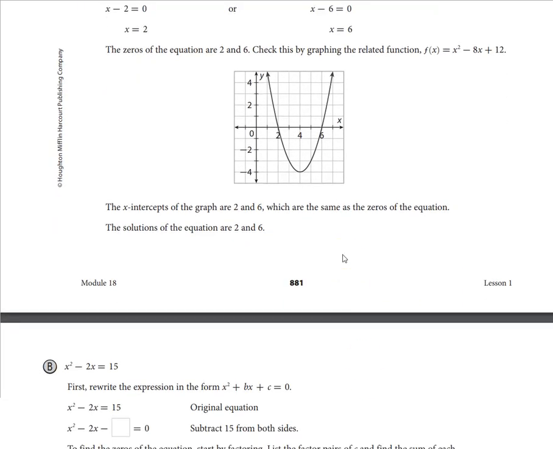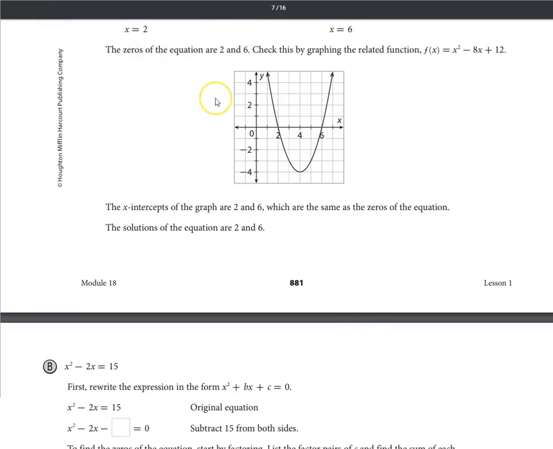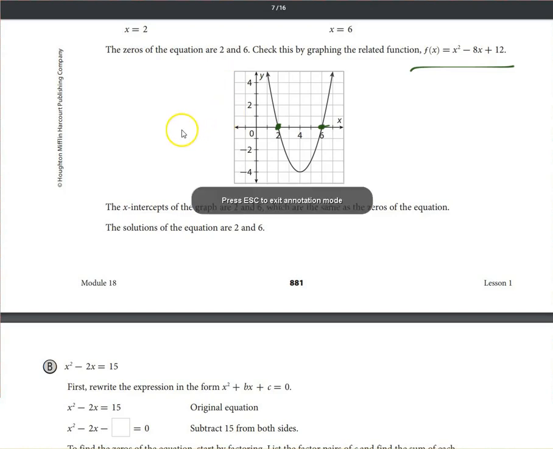And you can see that if they graph the related function here, you do get the x-intercepts at the 2 and the 6, so that's a graphical way to confirm that the solutions are 2 and 6. And you could go back to the original equation and check them and see that when x is a 2, you would get an equation that's true, and when x is a 6, you would also get an equation that is true.